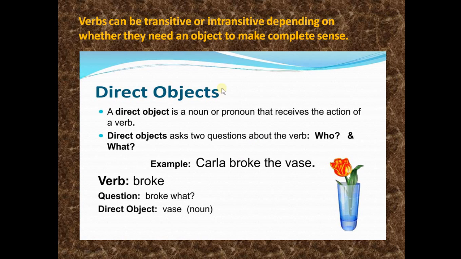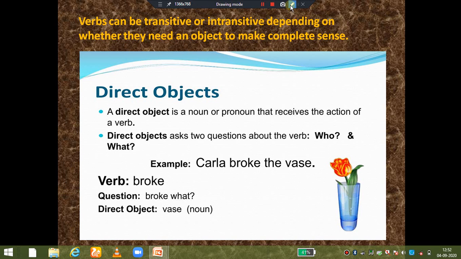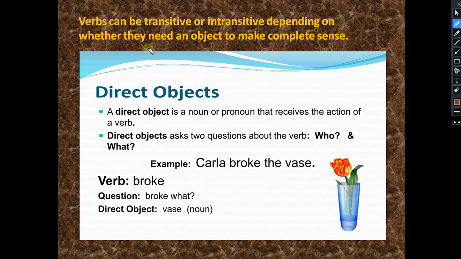Now, the next one: verbs can be transitive or intransitive, depending on whether they need an object to make complete sense. As we know, we have to learn transitive and intransitive, but first of all we should know about objects. So what is a direct object? Although you have done it in the previous class, you must know that a direct object is a noun or pronoun that receives the action of a verb.